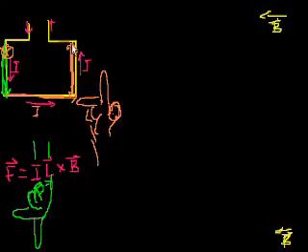Middle finger in the direction of the current, or in the direction of our length. Index finger in the direction of the field. Thumb points out of the page. And do that with your own right hand, and you'll see that the net force of the magnetic field on this segment of wire is going to be upwards. Upwards. Let me do it in a different color just to get some contrast. It's going to be upwards.